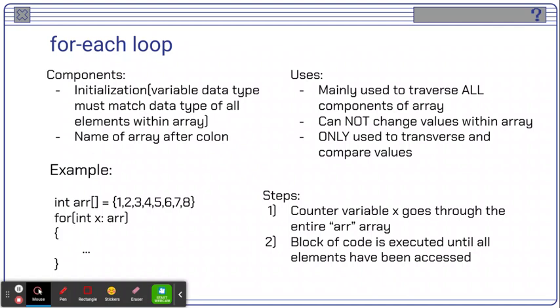For each loops are mainly used when an array needs to be traversed and the values need to be compared. It is important to keep in mind that these values cannot be changed. In this example, the counter variable x traverses through the entire array, and the block of code is executed until all elements have been accessed.